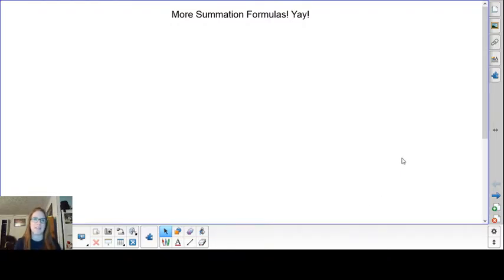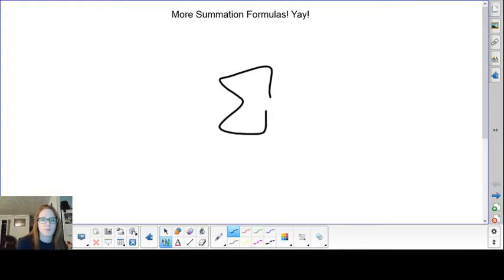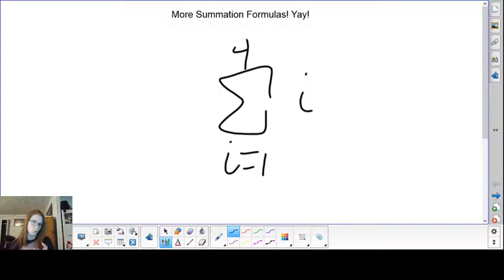So remember yesterday how we talked about finding the summation of concrete examples? For example, the summation from i equals 1 to 4 of i. Well, it's a concrete example because I can actually plug in my numbers 1, 2, 3, and 4.